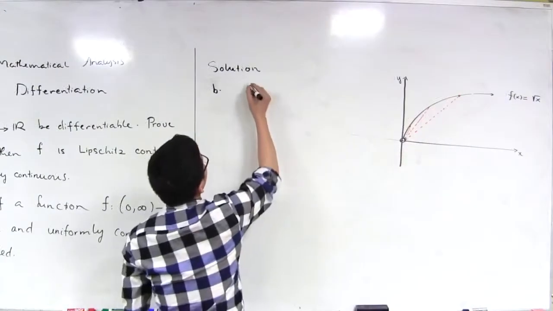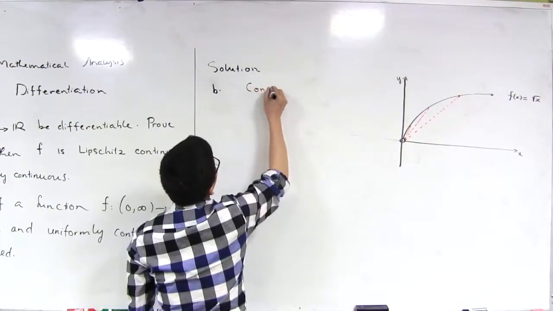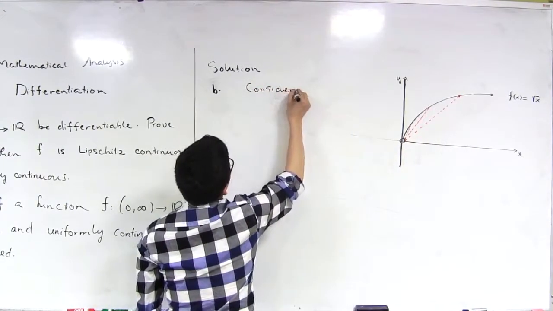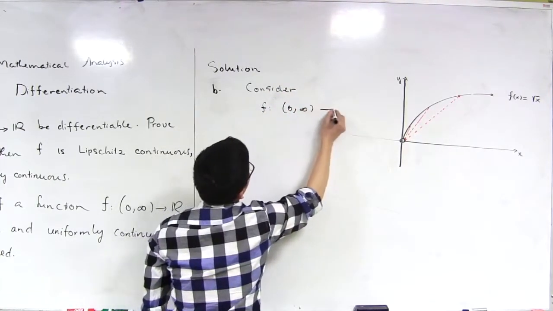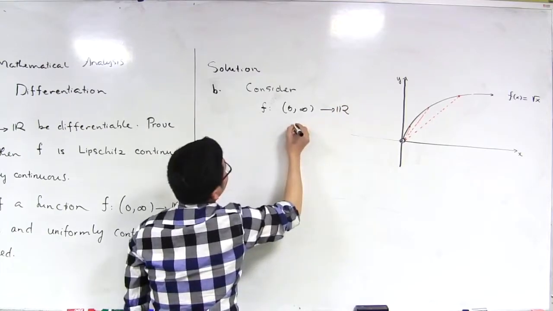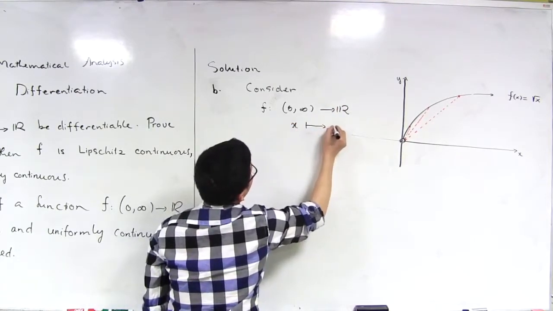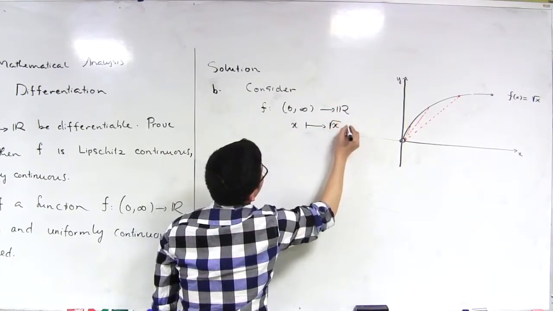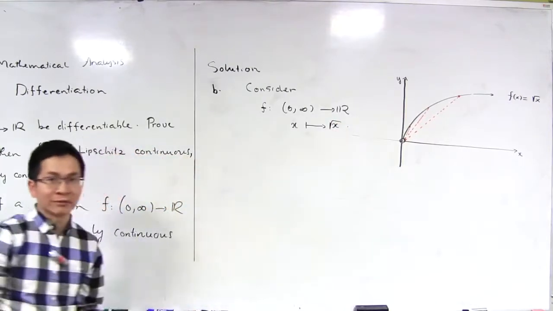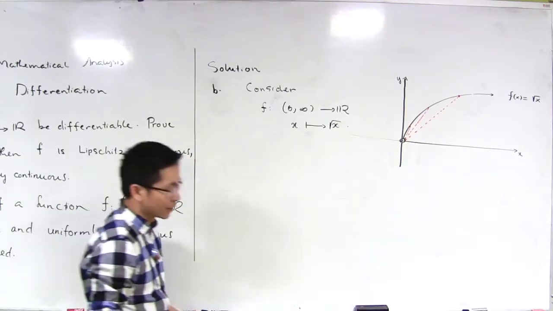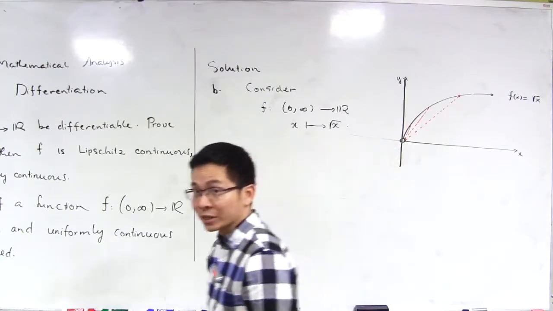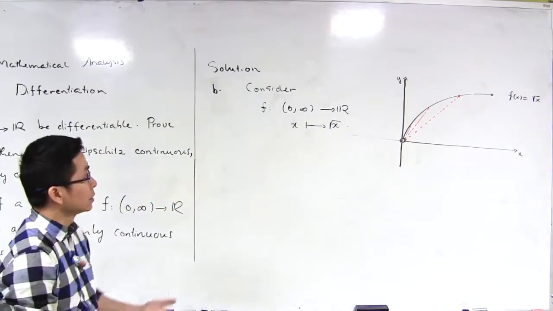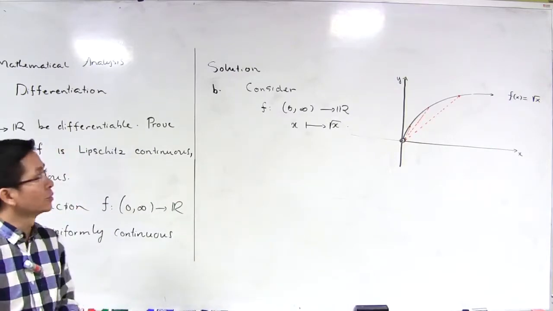So we consider the function f from 0 to infinity to R given by this formula. f of x is the square root of x. So first of all, we have to justify the uniform continuity of f on the interval from 0 to infinity.